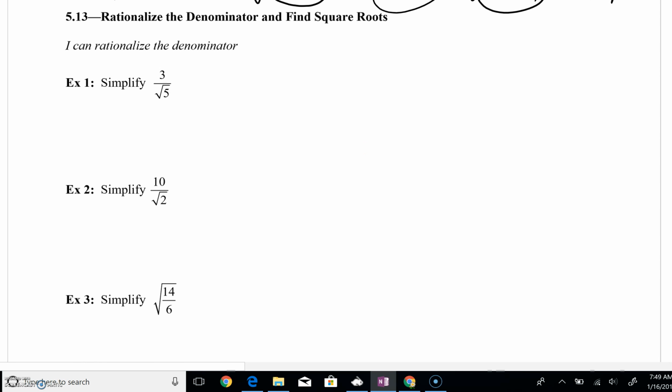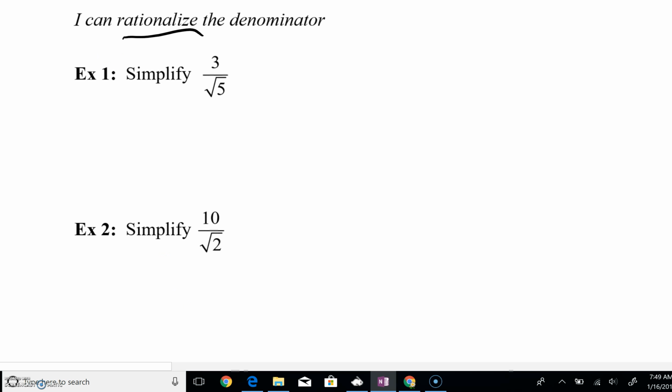Look at this learning target. I can rationalize the denominator. Now, guys, here's what you first and foremost have to be aware of. We're not going to consider an expression to be simplified if we have a radical down below. So if I have a radical 5 down below, I don't want it there.